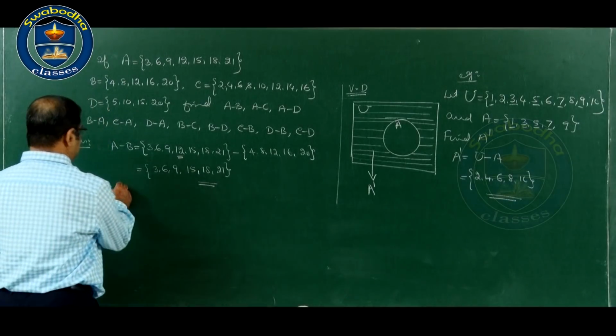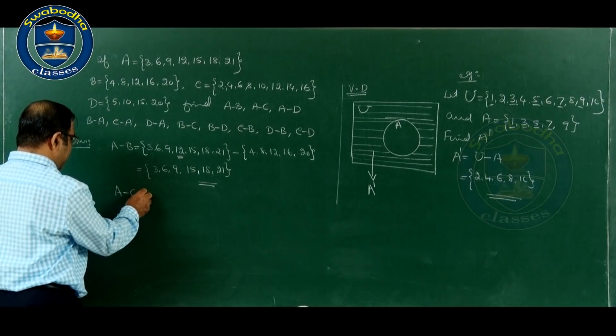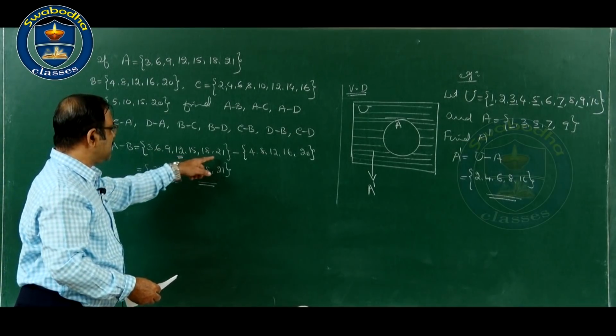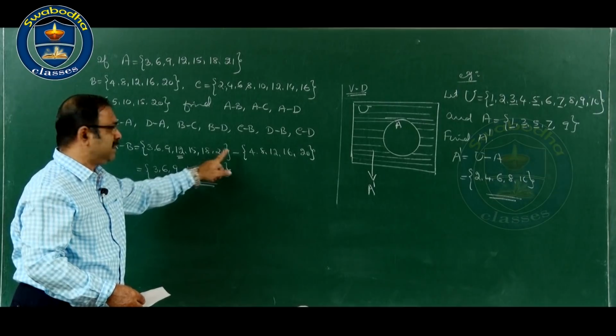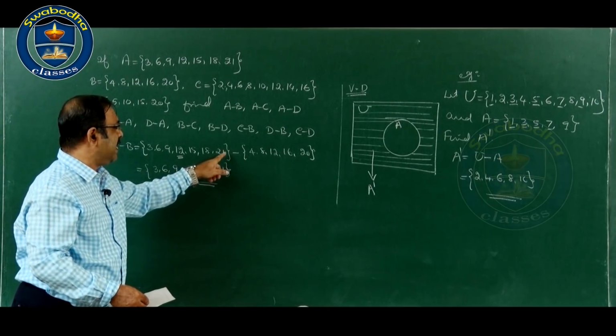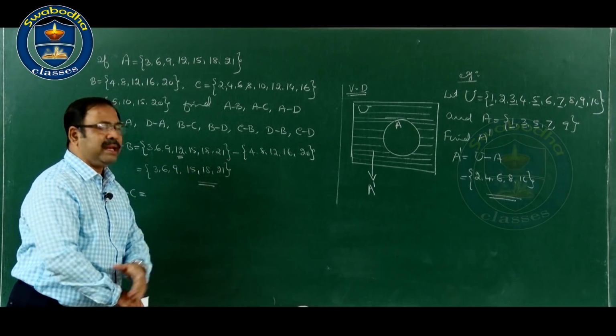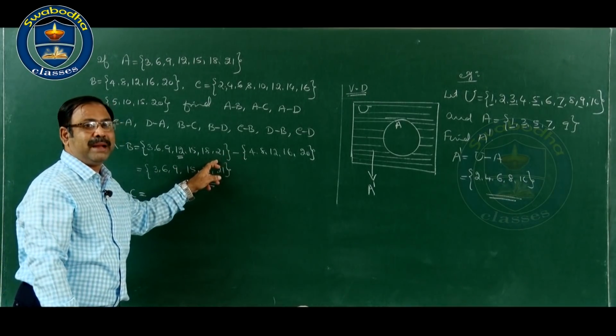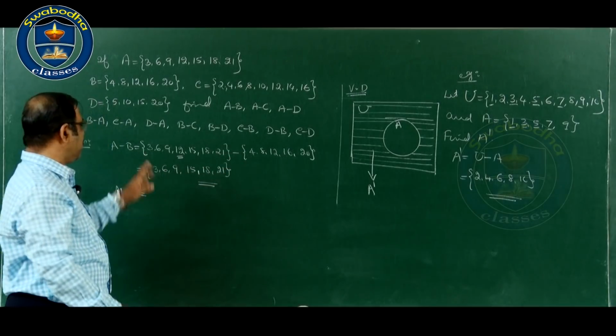Then similarly A minus C. Only in the beginning I am writing one or two steps. A minus B means elements of set A minus elements of set B, but while writing it we subtract the common elements present in A and B from A.